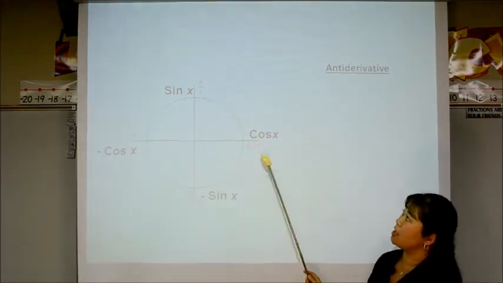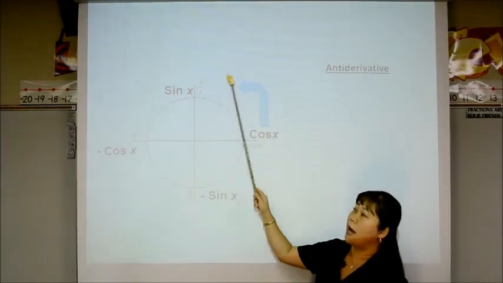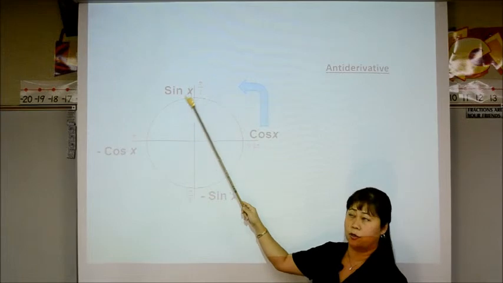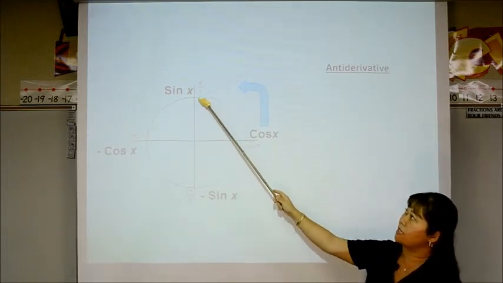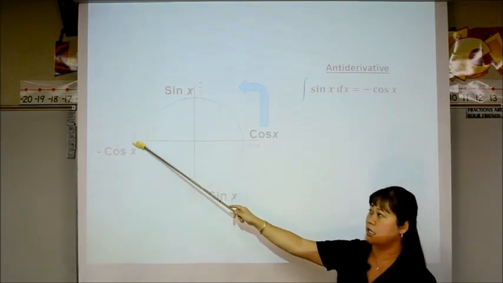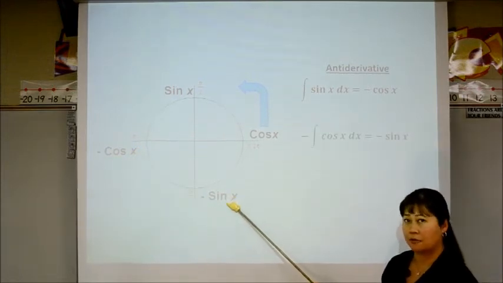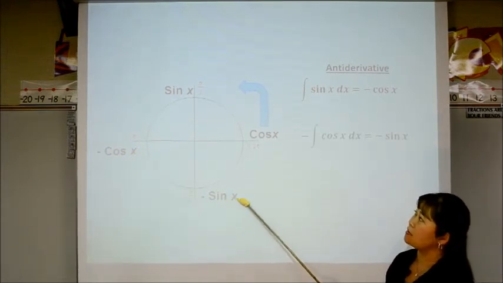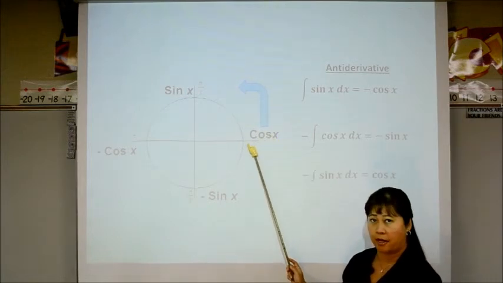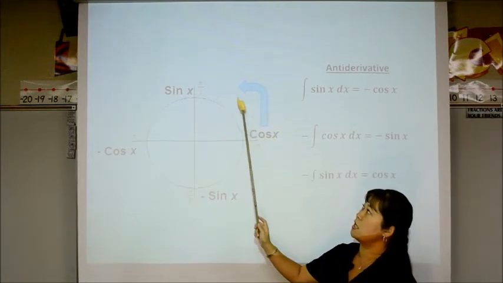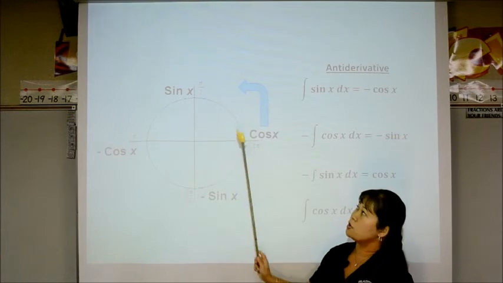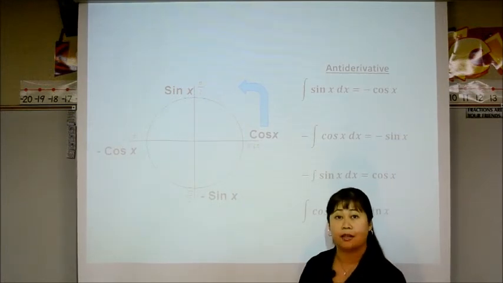right? This is going the opposite direction, so we're going to go up on the integration or the antiderivatives. So when we say, for example, the antiderivative of sine is going to become negative cosine. The antiderivative of negative cosine is negative sine. The antiderivative of negative sine is positive cosine. And the antiderivative of cosine is then positive sine. Okay? So that's going to be the rotation for the antiderivatives.